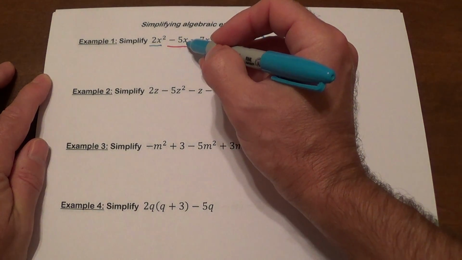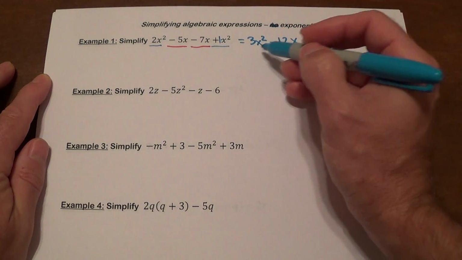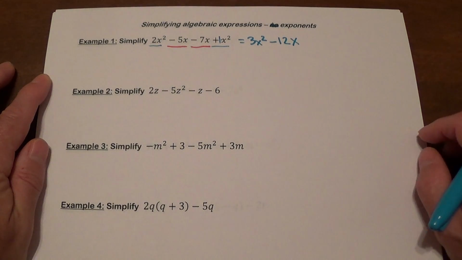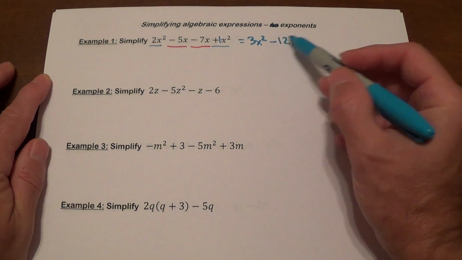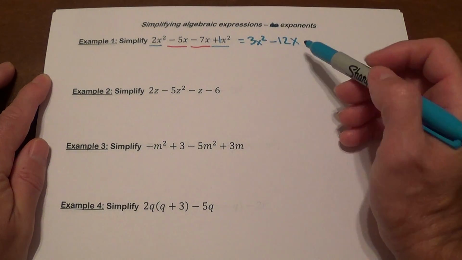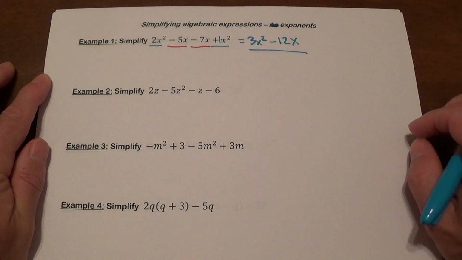That's going to be 7x squared. Negative 5x minus 7x will give you negative 12x. Do not attempt to combine it anymore because you cannot. You have the same variable, but the exponent is different. This is exponent 2, this is exponent 1. This is the answer. Let's go ahead and take a look at the next problem.